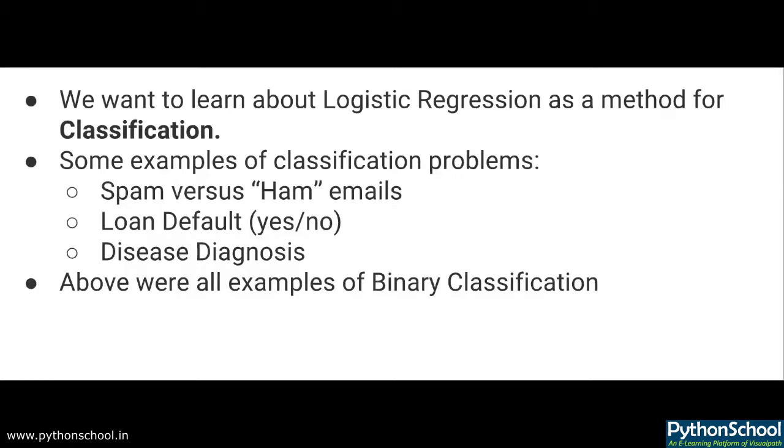Some examples of classification problems are spam versus ham emails, loan default yes or no, disease diagnosis. All of these are examples of binary classification. When we say binary classification, it can have only two values, 0 or 1, yes or no, hot or cold, something like this.